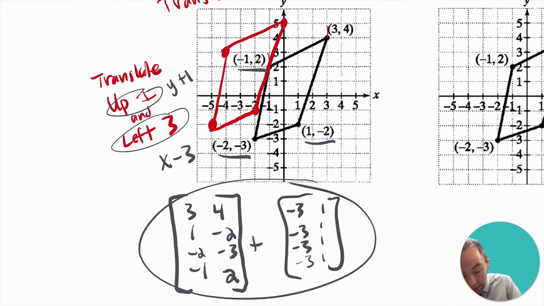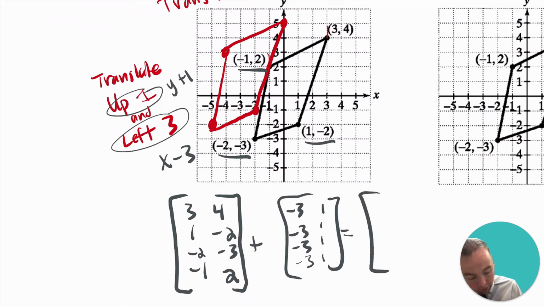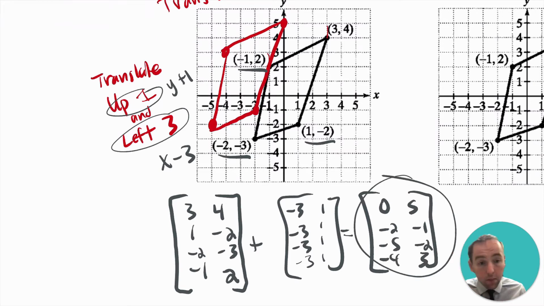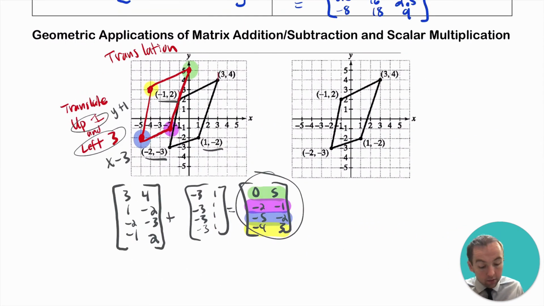If you carry out that operation, you're going to get 0, 5, and then -2, -1, -5, -2, and -4, -3. That matrix is actually the coordinates of the vertices of the new figure, because you can see 0, 5 ends up being that dot right there, -2, -1 is that dot right there, -5, -2 is right there, and finally -4, -3 is right there. So a neat way that we can use matrices in the context of translations.